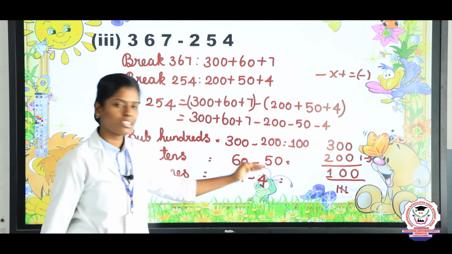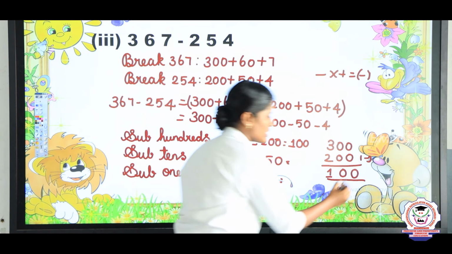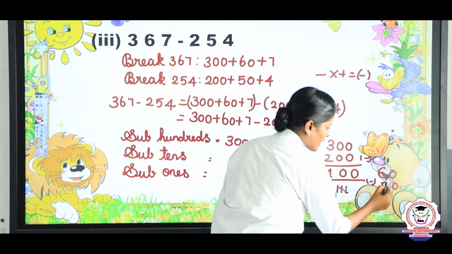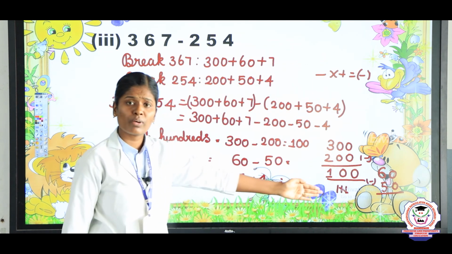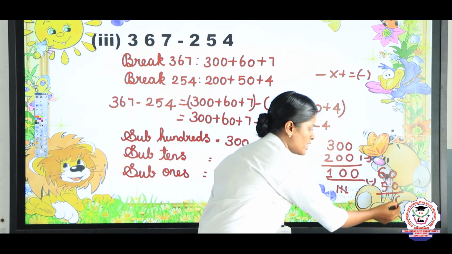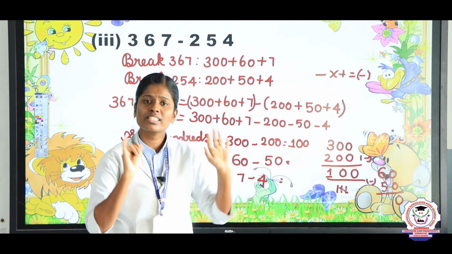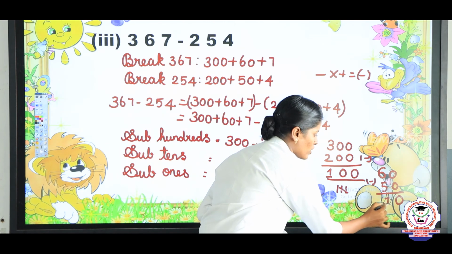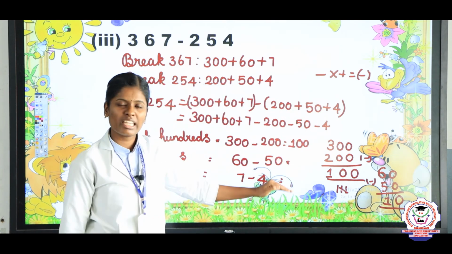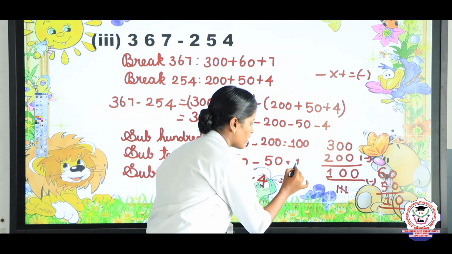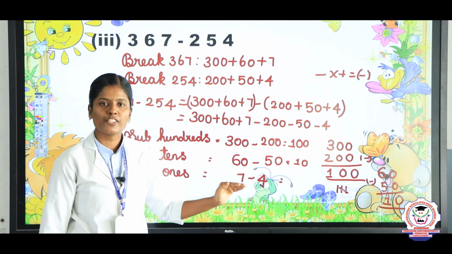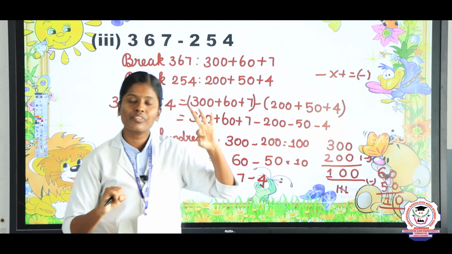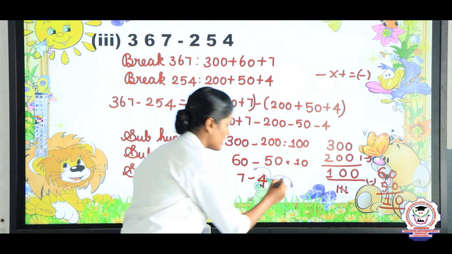Next we will take 60 minus 50. Take the 1's place value. Here the 1's place values are 0 and 0, and then 6 minus 5. So what is the answer? 6 minus 5. Very good. The answer is 1. So you will write 60 minus 50, the answer is 10. Next 7 minus 4. Just show your 7 fingers and fold 4 fingers. Remaining we have 3 fingers. So write the answer 3.